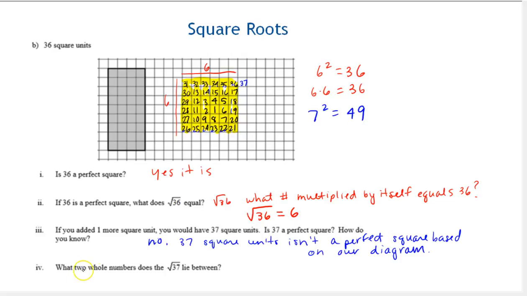So then it asks, what two whole numbers does the square root of 37 lie between? Well, we saw that 37 is between 36 and 49. Okay, it's between these two numbers. So that means its square root is between 6 and 7. So the square root of 37 is between 6 and 7.